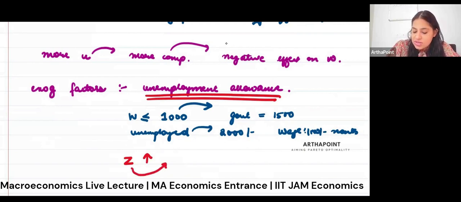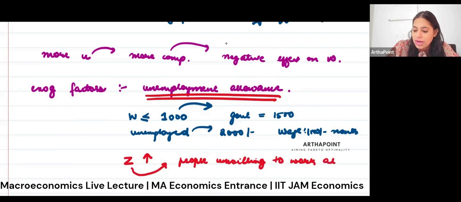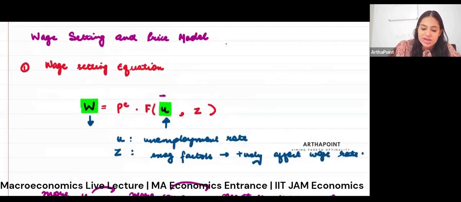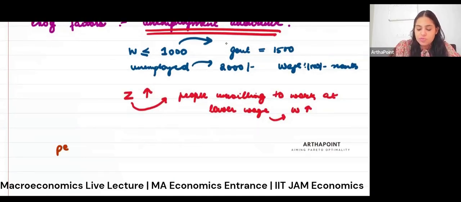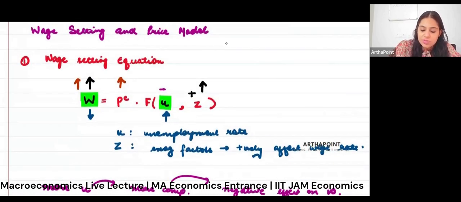So when Z increases, people would be unwilling to work at a lower wage. So it will push the wage upwards. So an increase in Z will increase W. So there is a positive relationship. And P is anyways coming outside the function. So it's a positive relationship. As expected price increases, as you expect the price to increase in the future, you will demand more wages. So it will increase the wages.